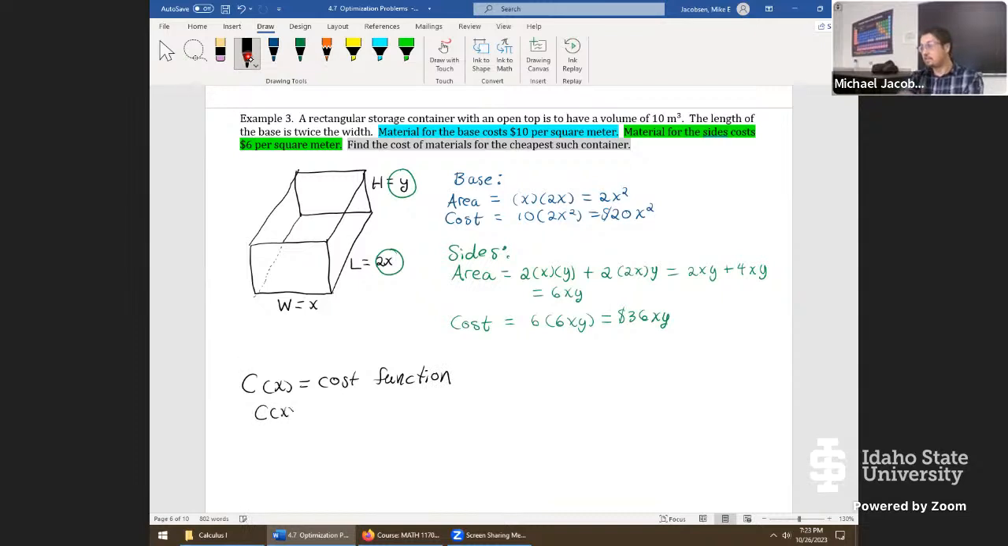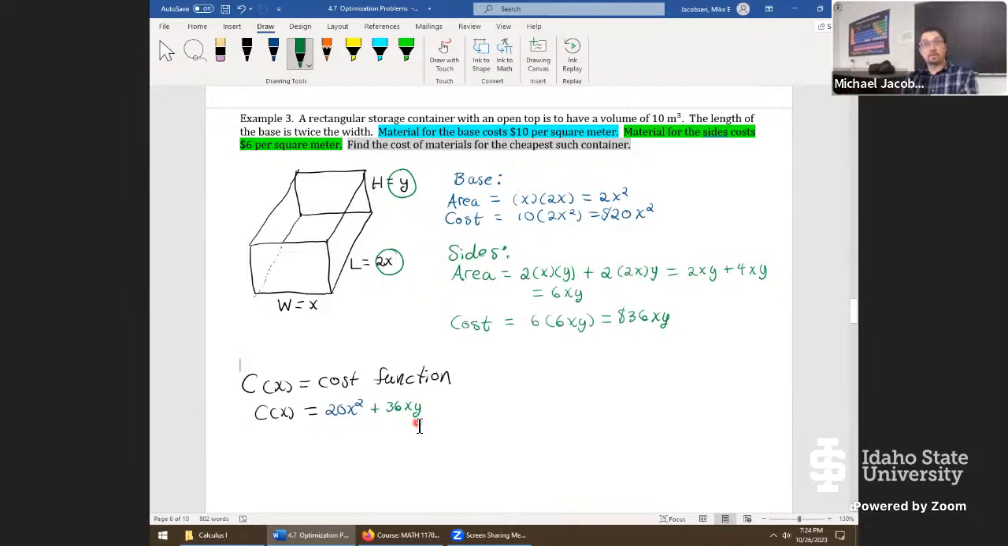C of x is going to be equal to, first, the cost for the base itself at 20x squared dollars. I'll just write it in as 20x squared so we can focus on the algebra rather than the units. Then 36xy for here. I'll bring back the dollars when we're giving the conclusions. So now that we have all this, we need to pick a test. And we just need to make a decision. How tough is the second derivative going to be? Well, probably extra tough, right? And the first derivative, because there's still a y here.